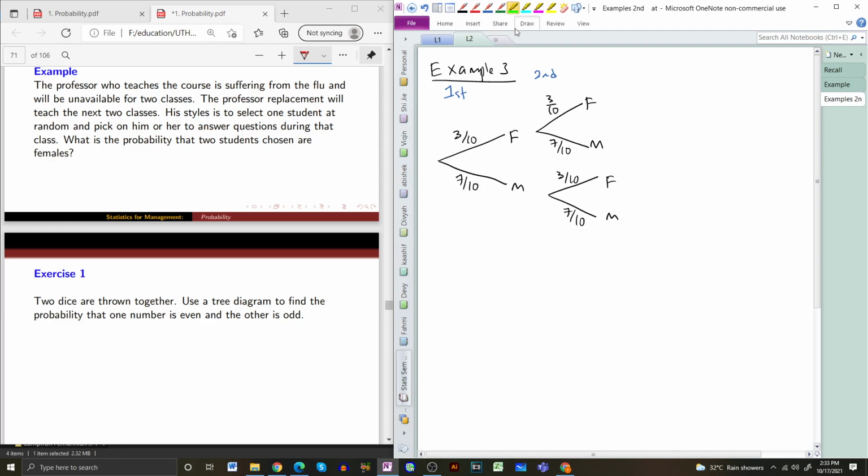What is the probability that two students chosen are female? Now female, go by this branch. This is the answer, 9/100.